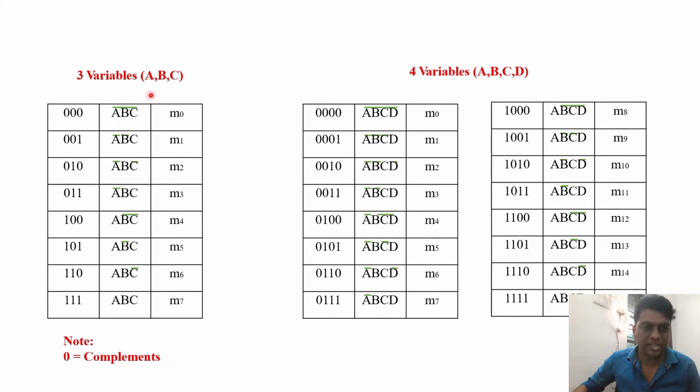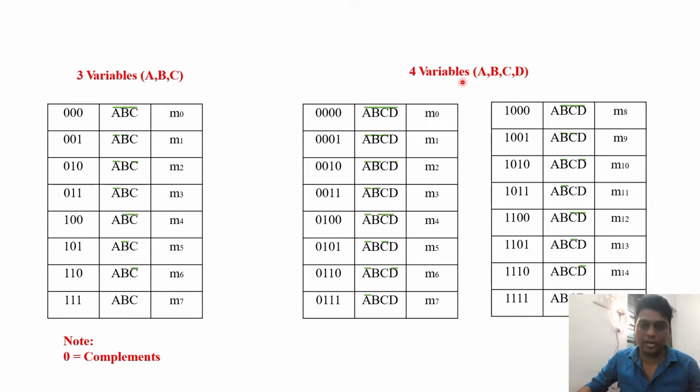This is the 3-variable representation. It starts from 0 to 7, so for 0 it is 000, 001, till 111. 000 is represented by A bar, B bar, C bar. 0 is represented as the complement term, and if it is 1, it is represented as the direct term. So 0 means A bar, again 0 means B bar, and this 1 represents C. Likewise we have to represent all terms.